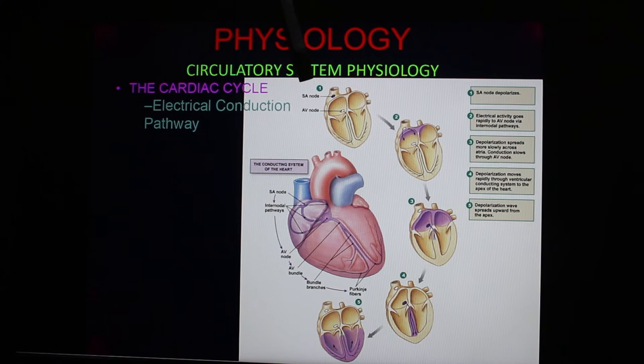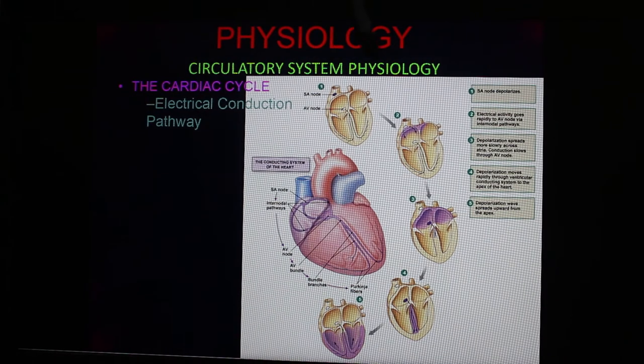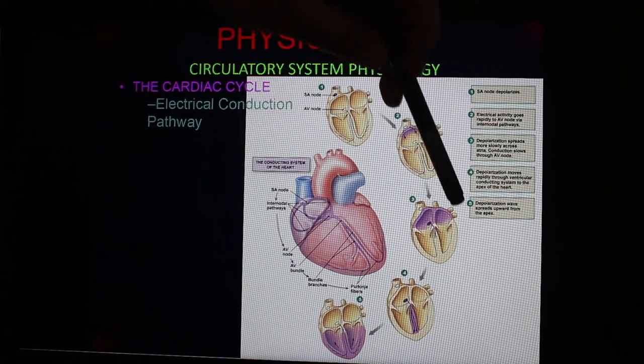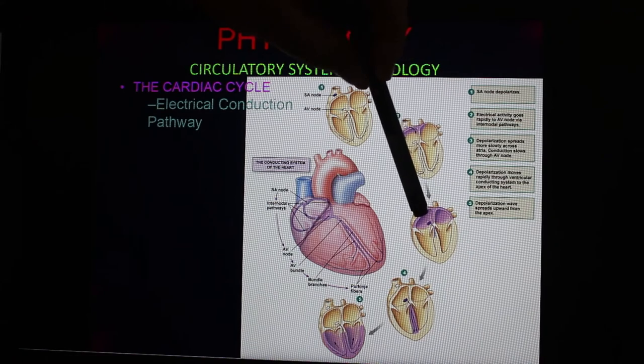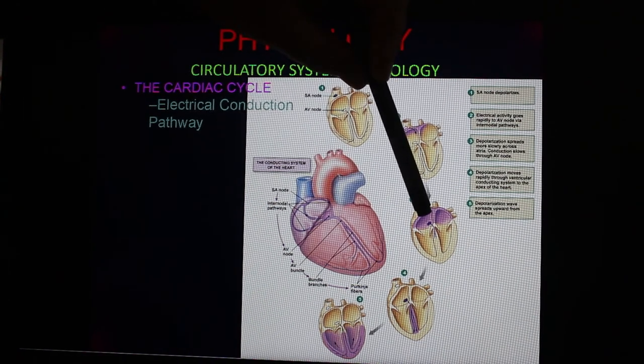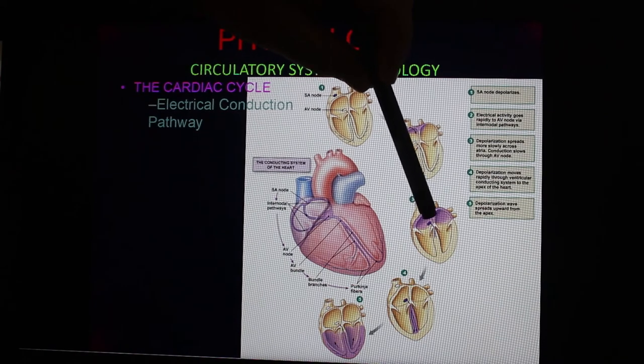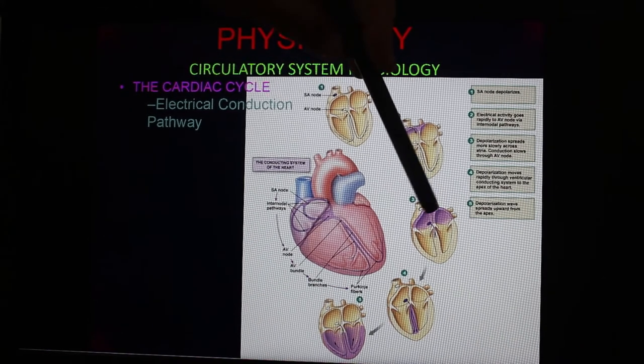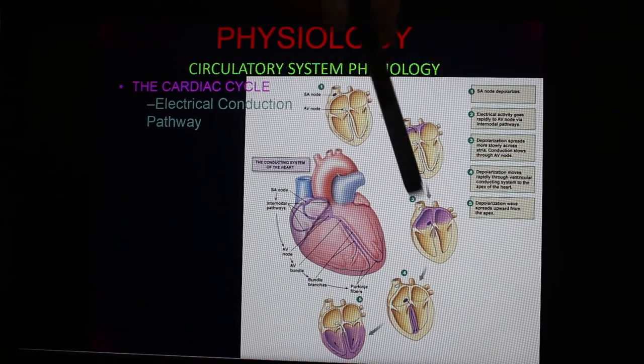And the sinoatrial node, or the SA node, which is the pacemaker of the heart, generates impulses here. It's at the junction of the superior vena cava and the right atrium. Then the produced impulse passes through the atrial wall through both atria and comes to the atrioventricular node here. As you can see, a small dot at the junction of the ventricular septum, connecting the atria and the ventricles.